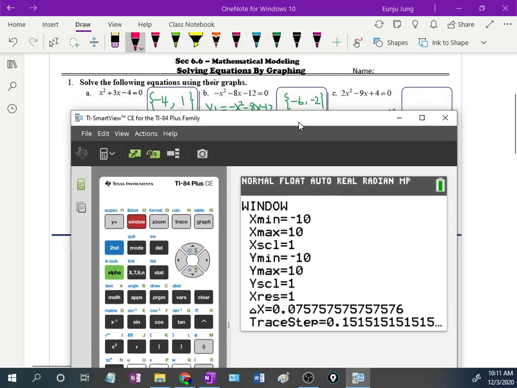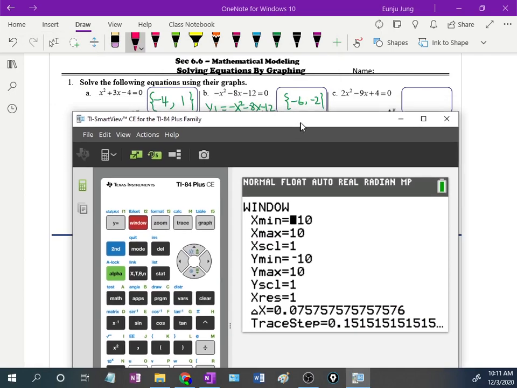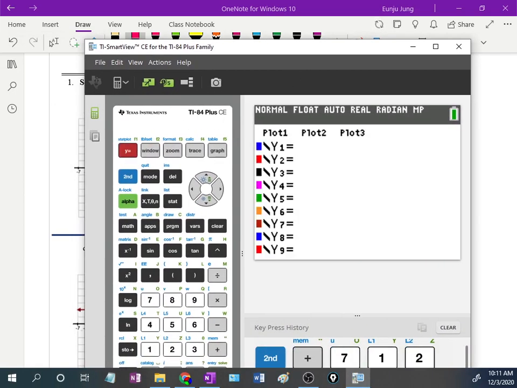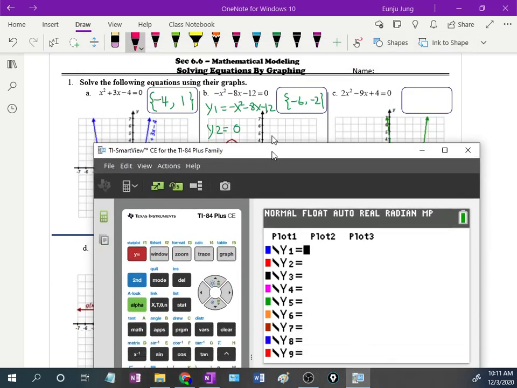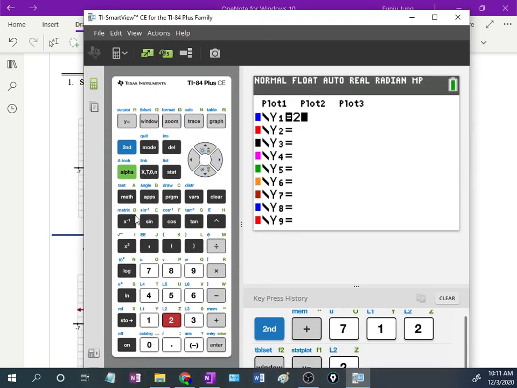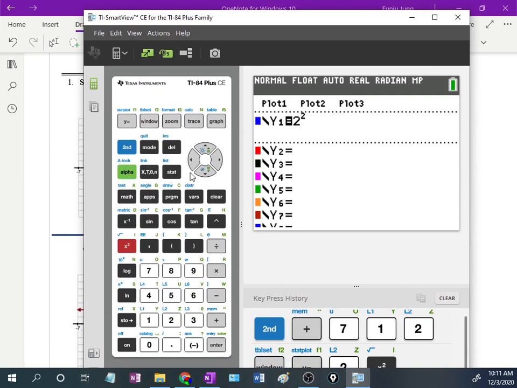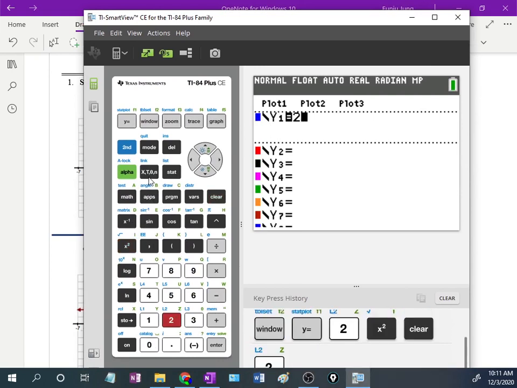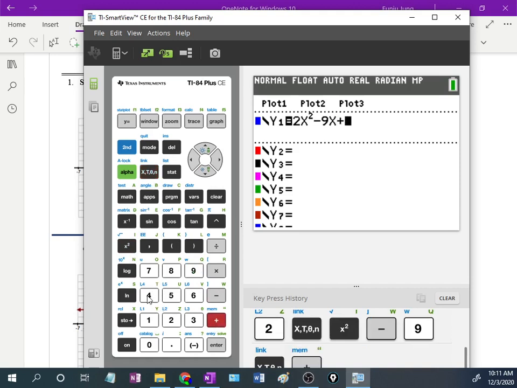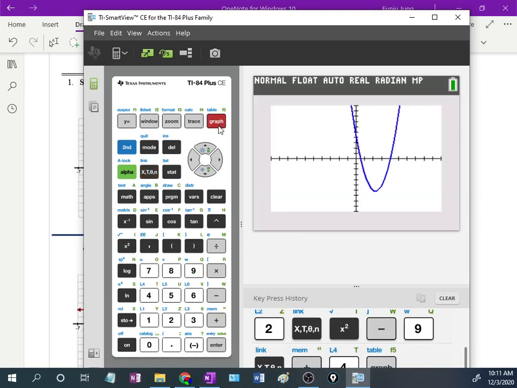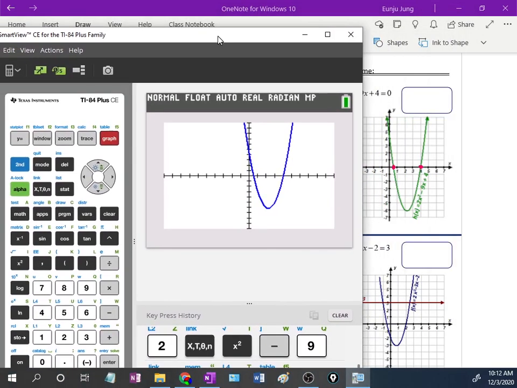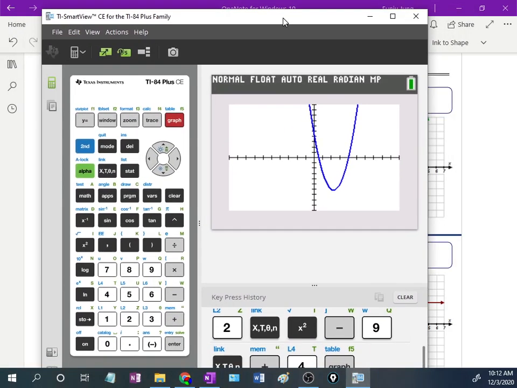So let's type 2x squared minus 9x plus 4 on the y1, okay? 2x squared, minus 9x, plus 4, and if I graph, I have that point, it's similar like that, right? And let's use calculator for finding the answer.